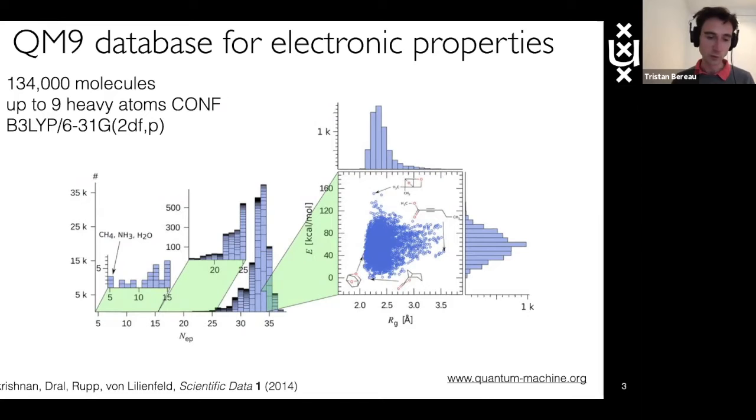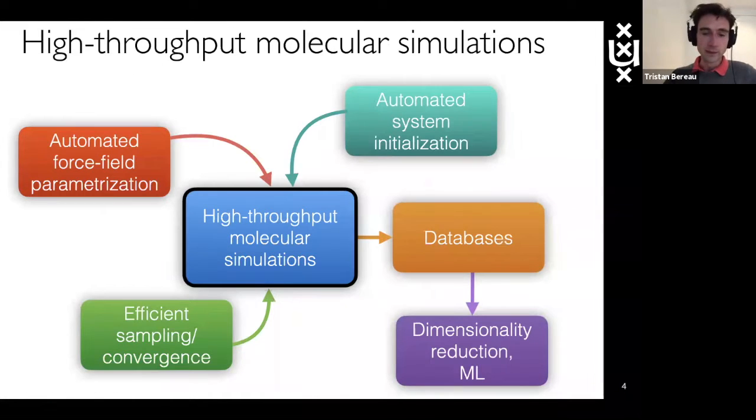The question is, what would you have to do in order to do something similar from molecular simulations? There's a number of steps that are required that involve a certain amount of automation that I think are ongoing, but that are still not completely reached yet, not completely satisfying. And so there are still pieces that we're working on to improve the state of affairs.